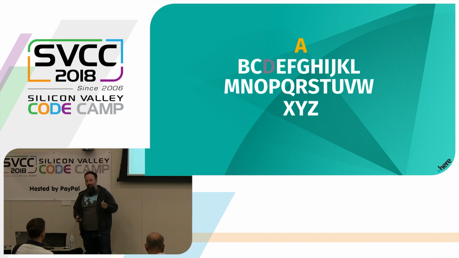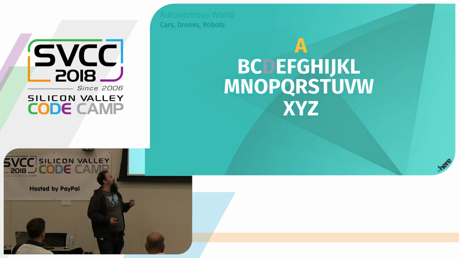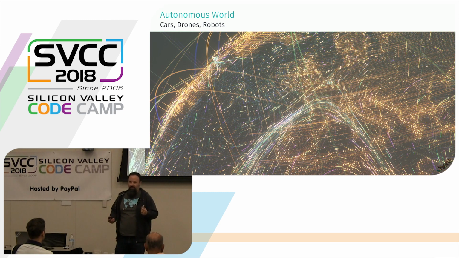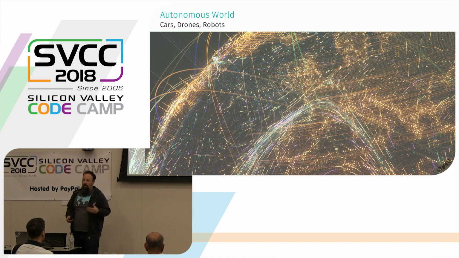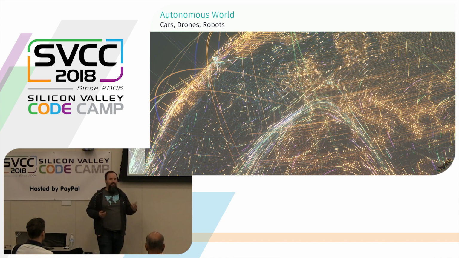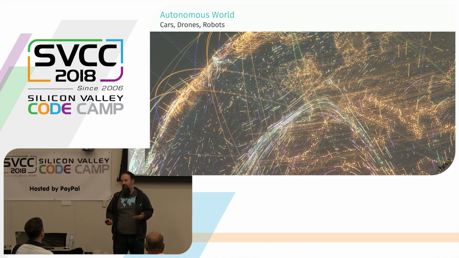Now on to A. Autonomous world. This is sort of my personal interest, and it's how I got into mapping. If you think of autonomous cars, drones, and robots, it's a complex problem to solve how to move about space and around things without bumping into them.